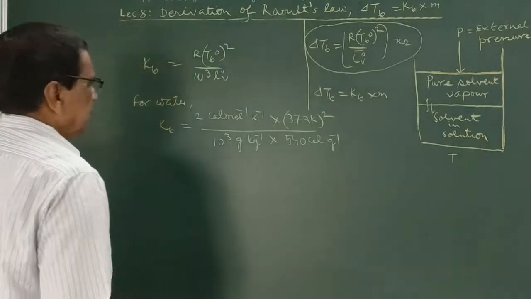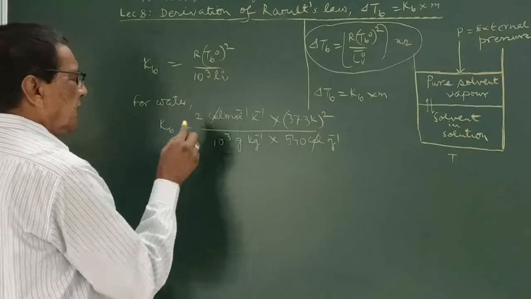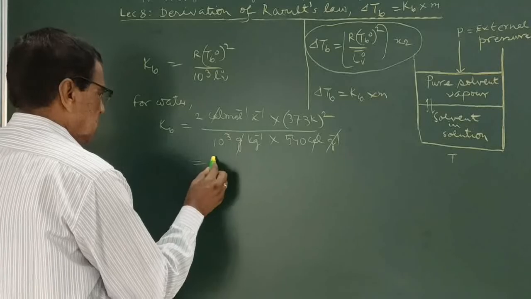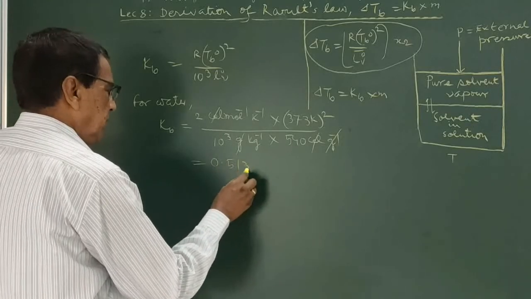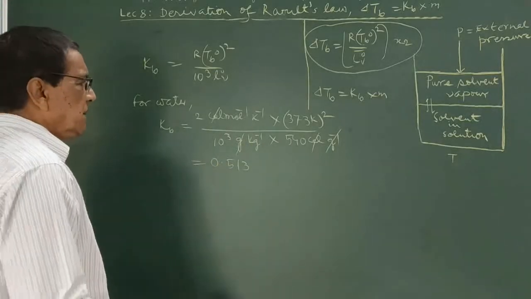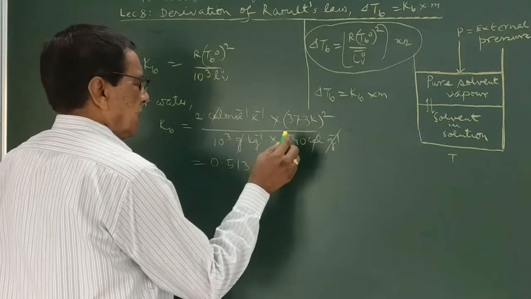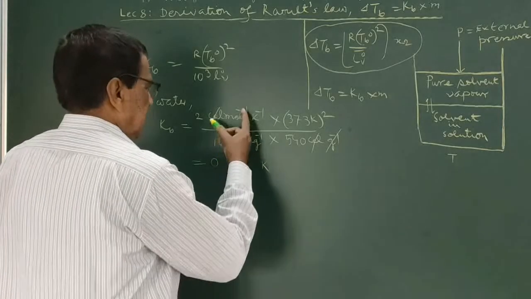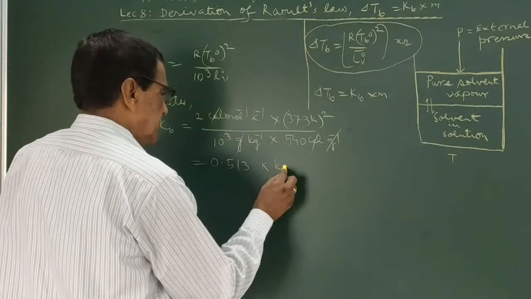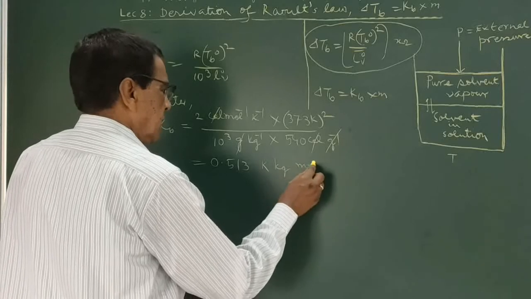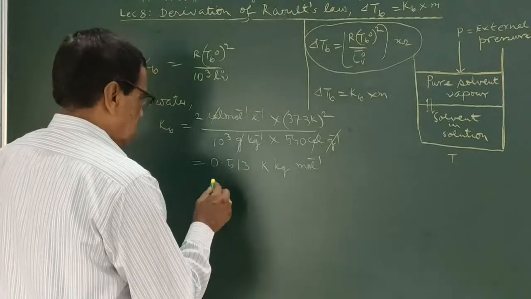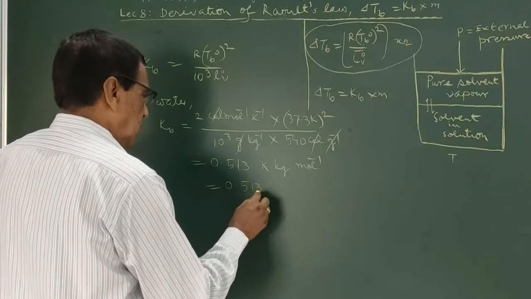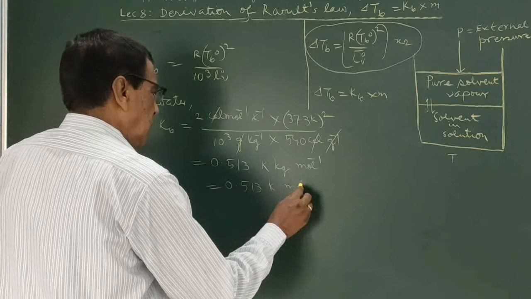If we put in the units, calorie and calorie cancel, gram and gram inverse cancel, so if we calculate, we get 0.513, and this one Kelvin is still there, and it goes upside, so kg, and it is mole inverse, or you can write 0.513 Kelvin kg mole inverse.